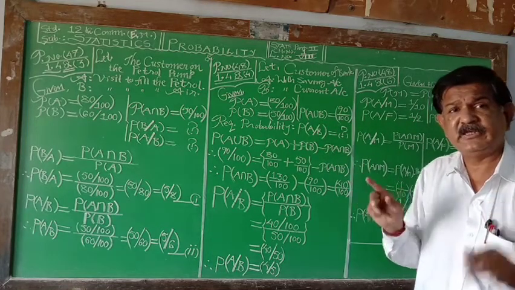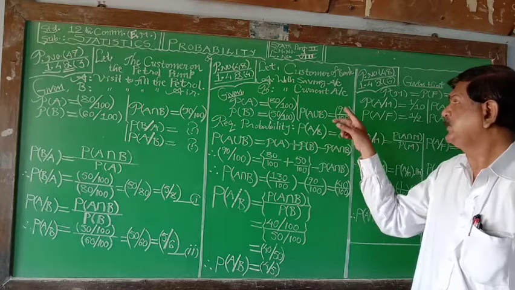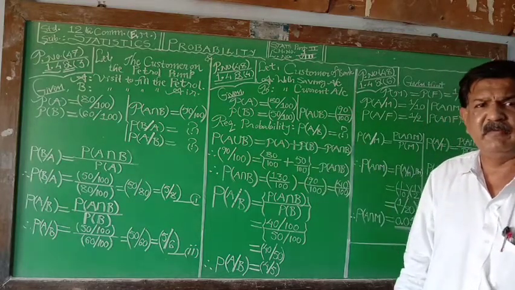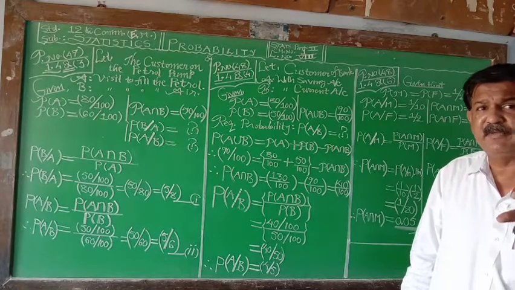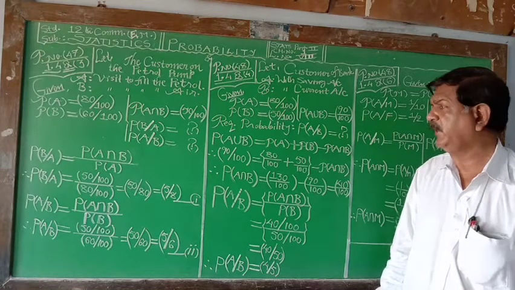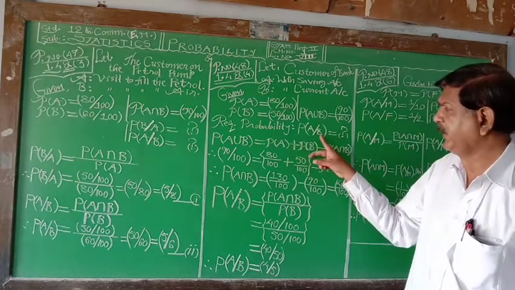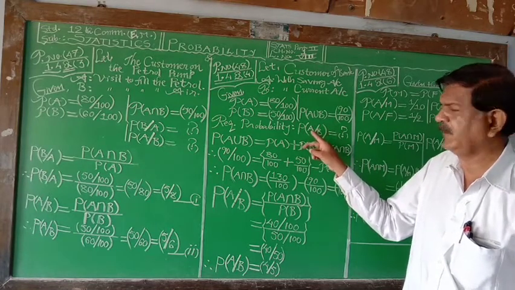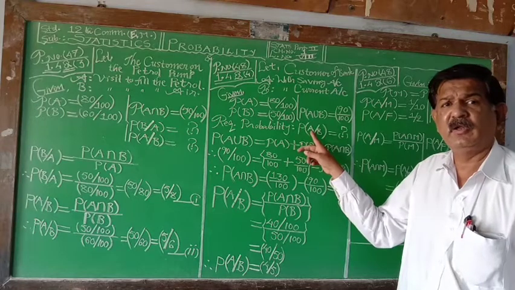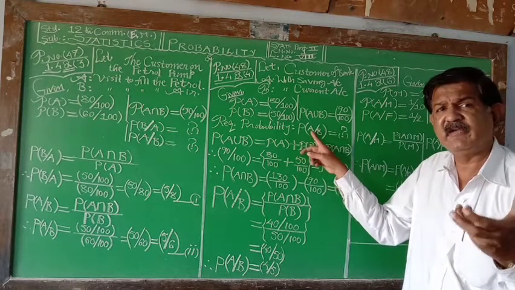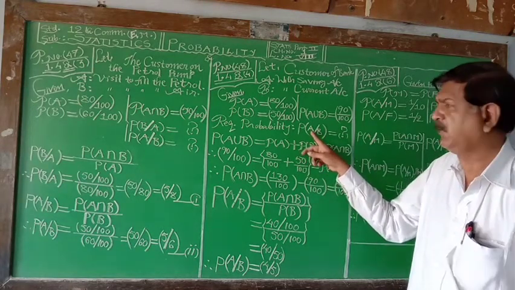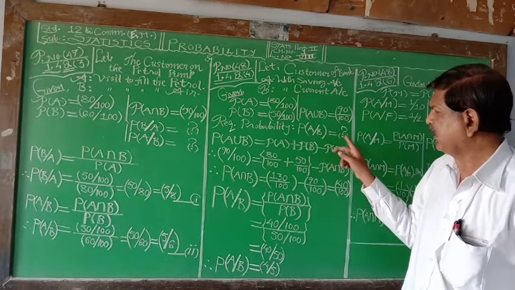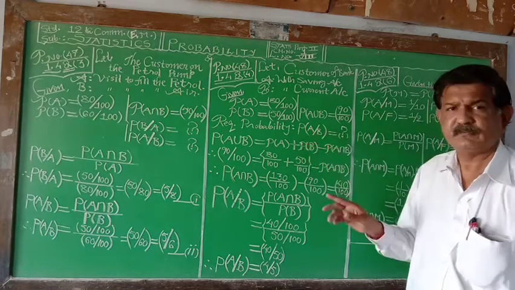At least one means A union B, 90 by 100. Then what is the required probability? It is known that the customer is having a current account. Then find the probability that the customer holds the saving account also in the bank. Means probability of A given B is required. Probability of A given B.